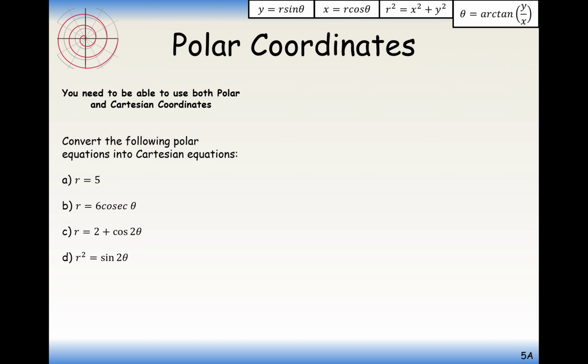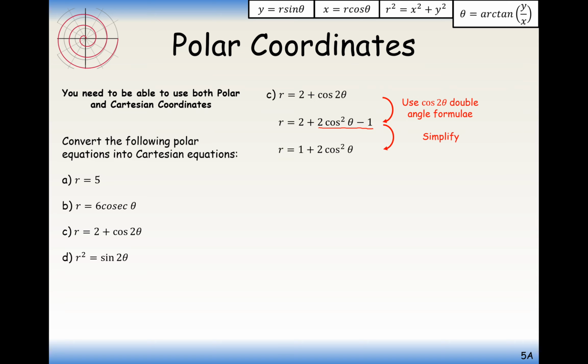Let's move on to question C. Questions C and D are a lot more tricky, so bear with me. It's going to be r equals 2 plus cos 2 theta. Quite a difficult one here. We don't have any formulas for a double angle, so we might have to use the cos 2 theta double angle formula rule. And the cos double angle formula rule is this thing here, 2 cos squared theta minus 1. Let's just tidy that up afterwards.